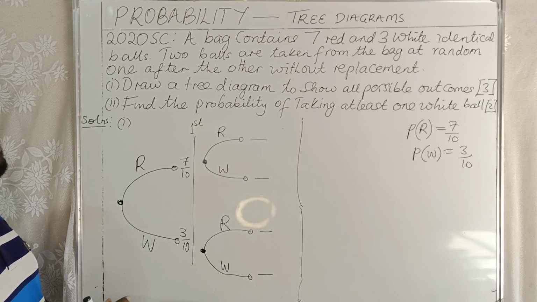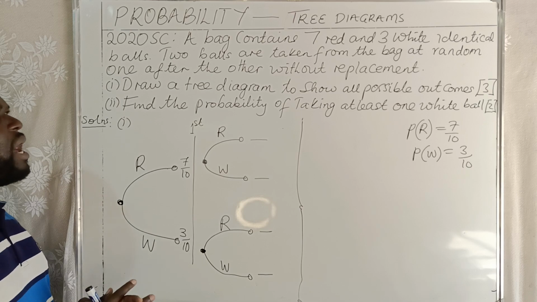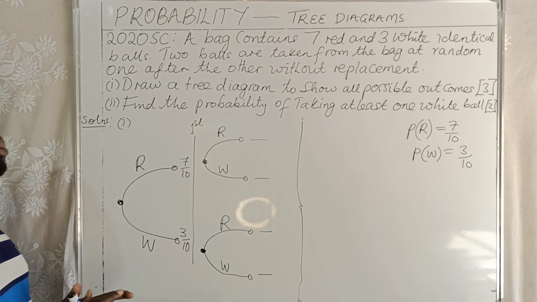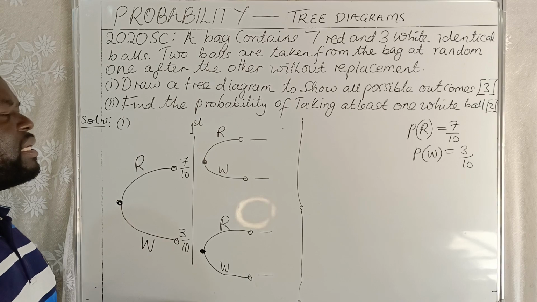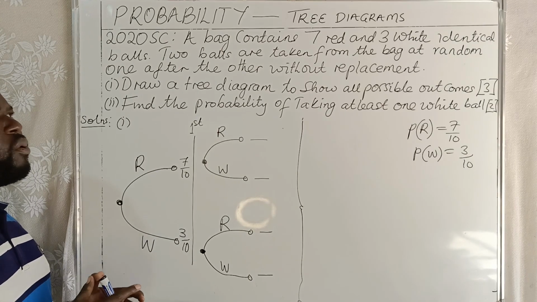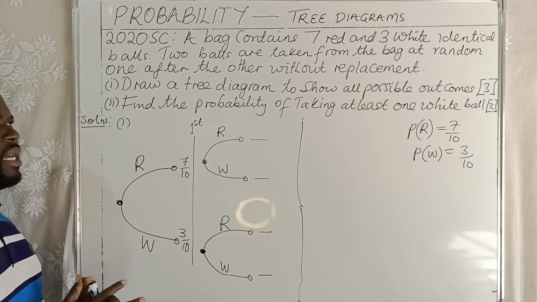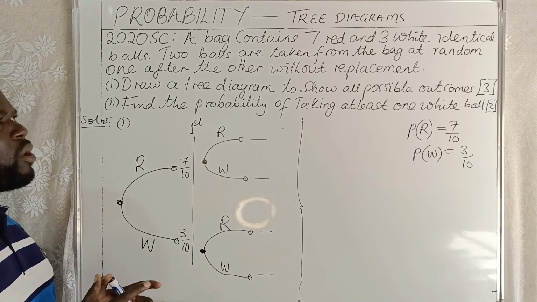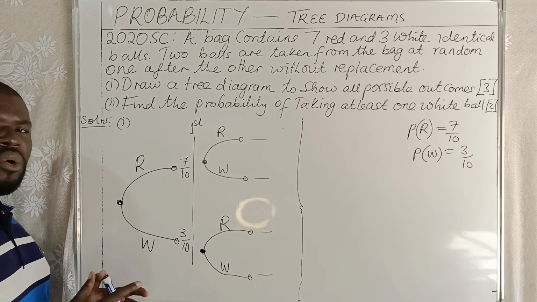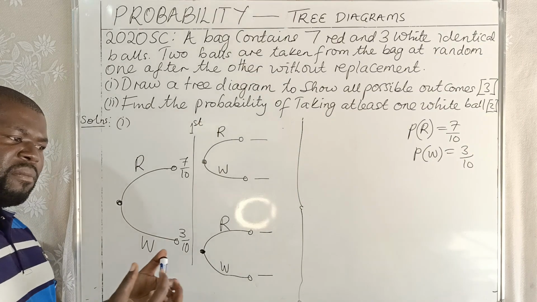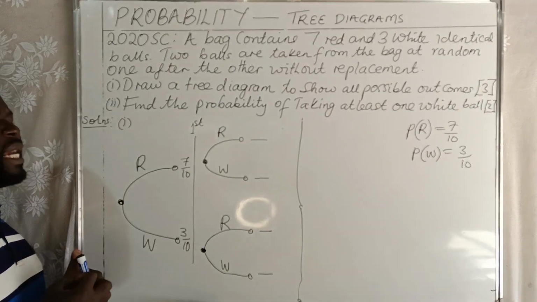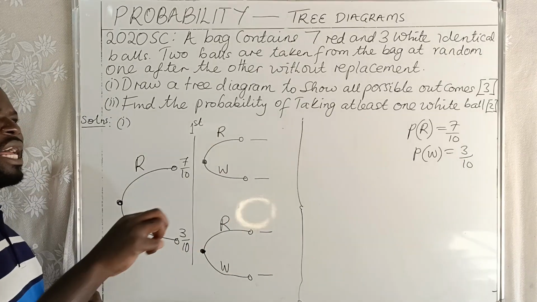And two balls are taken from the bag at random, one after the other. One after the other is very important because we need to know how the picking is being done. Now, this particular picking is being done one after the other. The two balls were not taken at one go, like getting the two of them at one go. No. The two balls were taken one after the other.